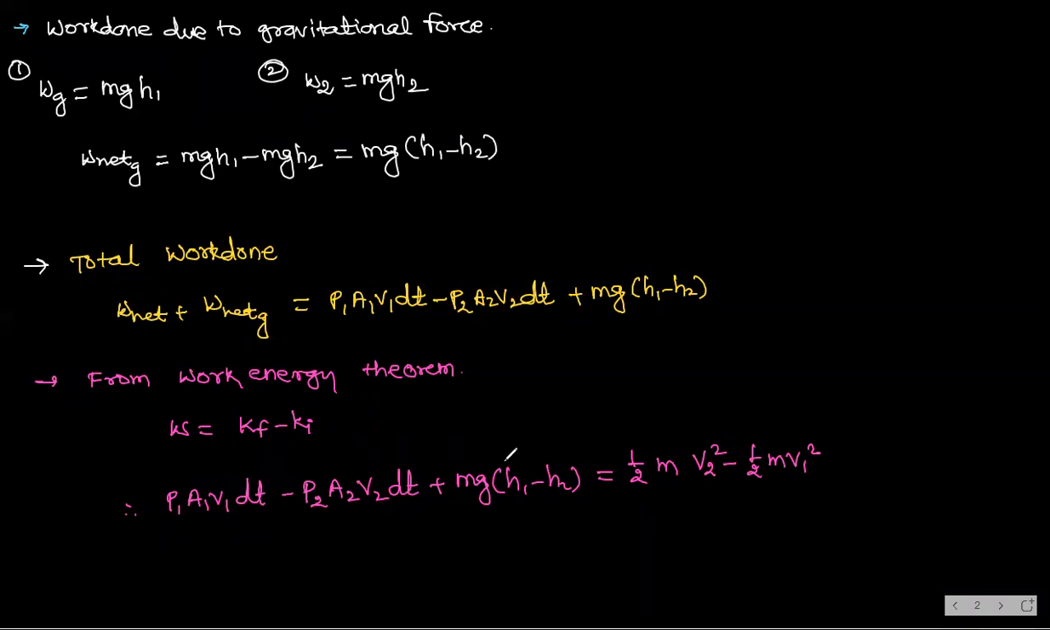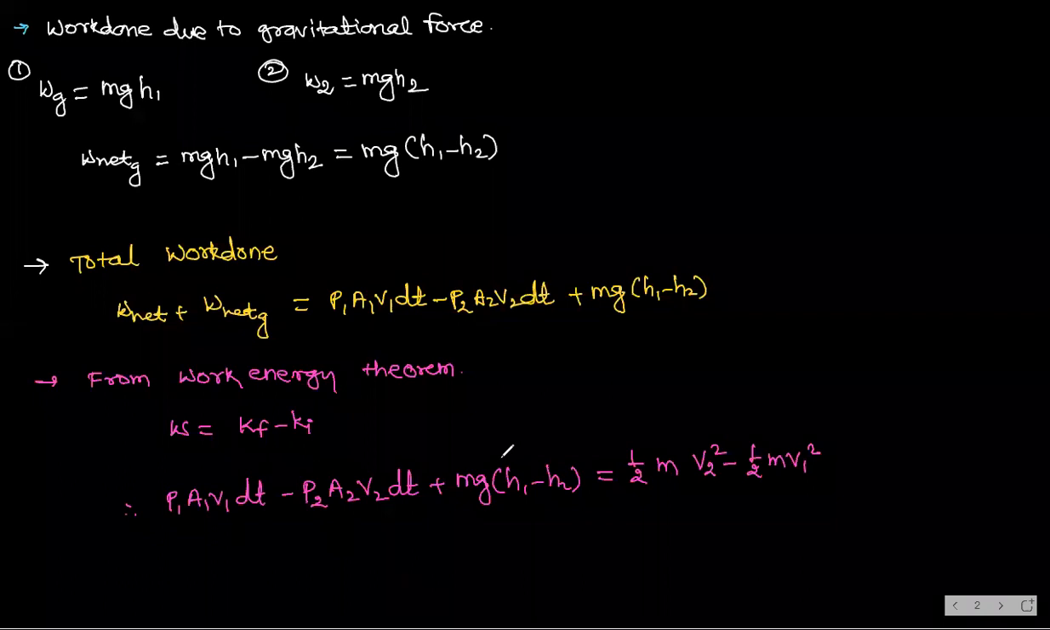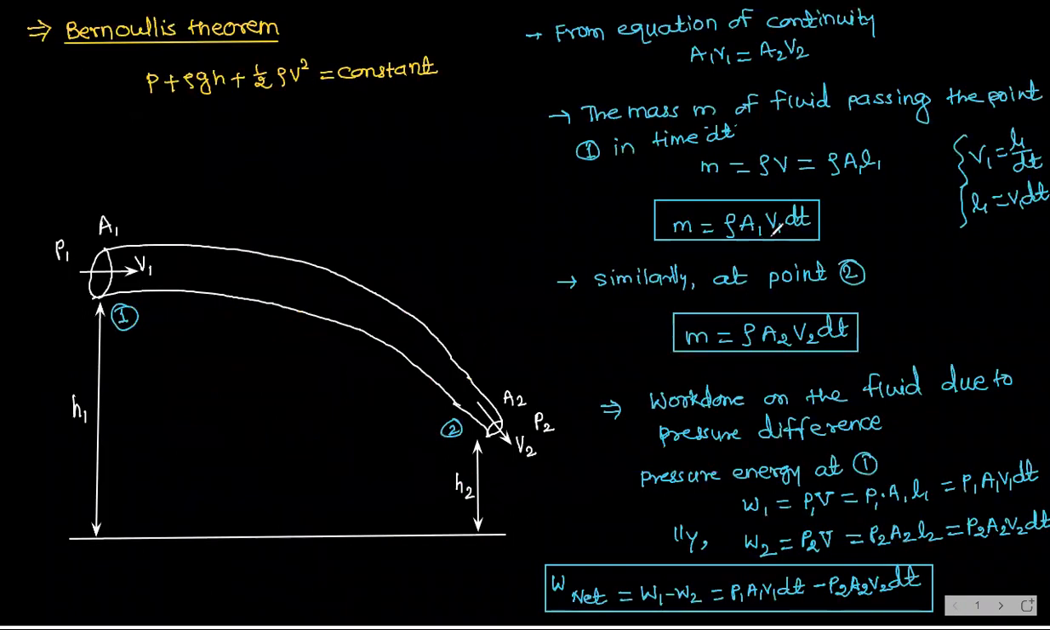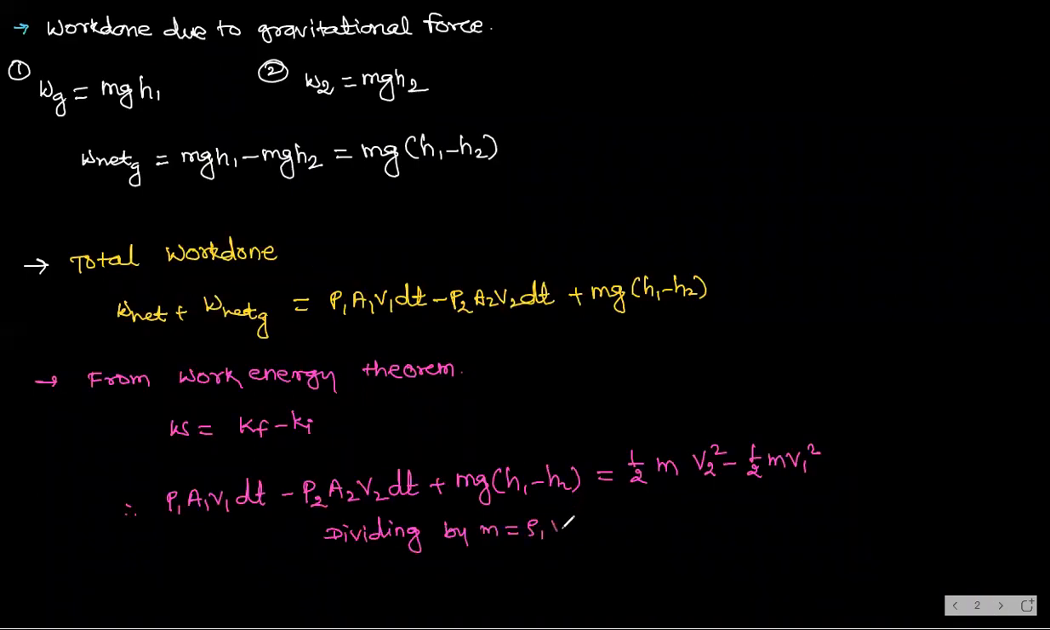Now, what to do? Let's divide by m on both sides. Dividing by m, which is equal to rho1 A1 V1 dt, which is also equal to rho2 A2 V2 dt on both sides. So where there is m, we will divide with m. Where there is rho1 A1 V1 dt, we will divide with that. Yes, no? So first you note down this. Note down fast.